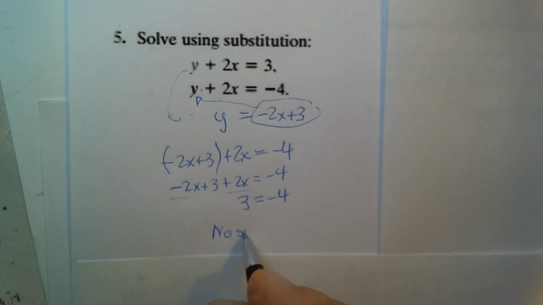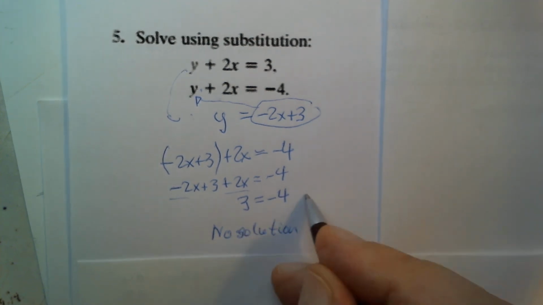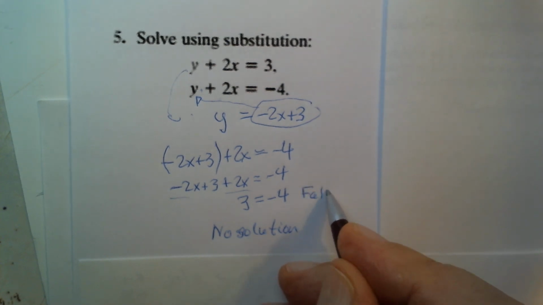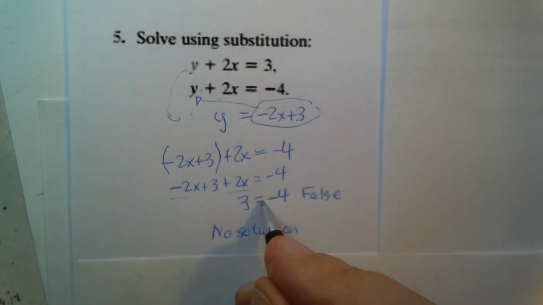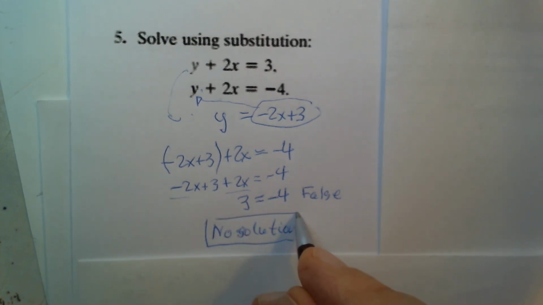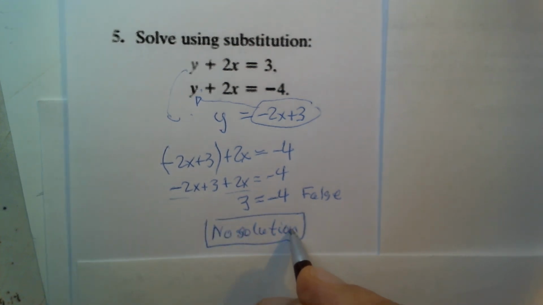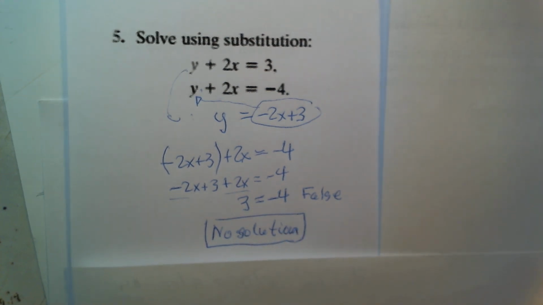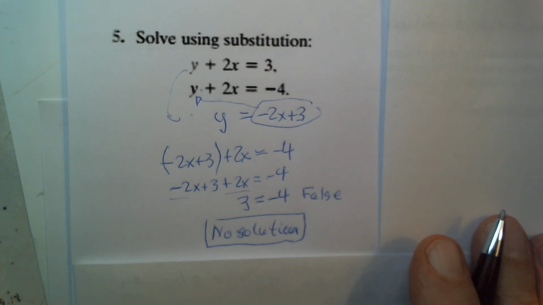No solution. So when we have a false equation, or some people call it a contradiction, then there's no solution for this system of equations. Okay? So that can happen.